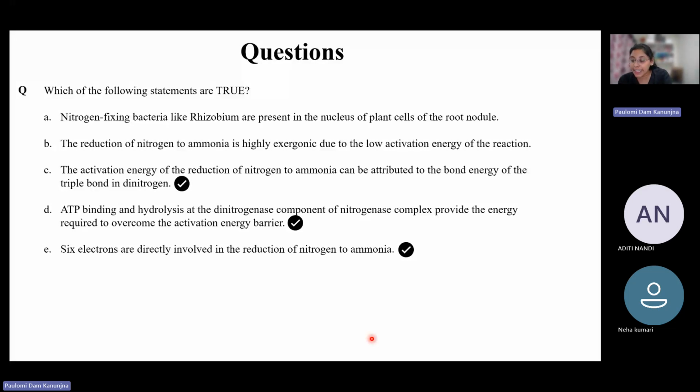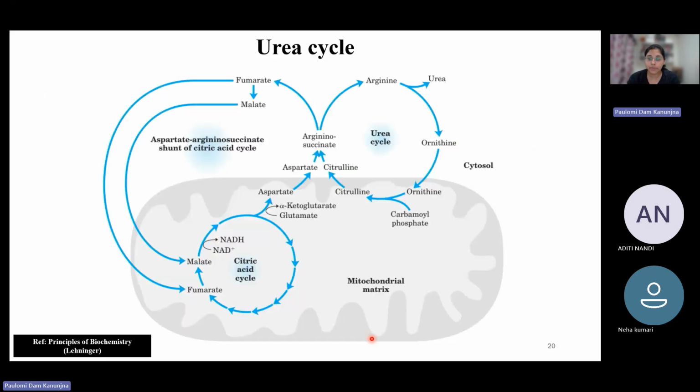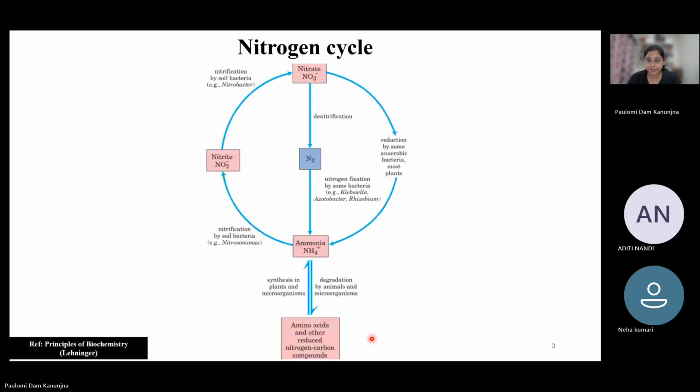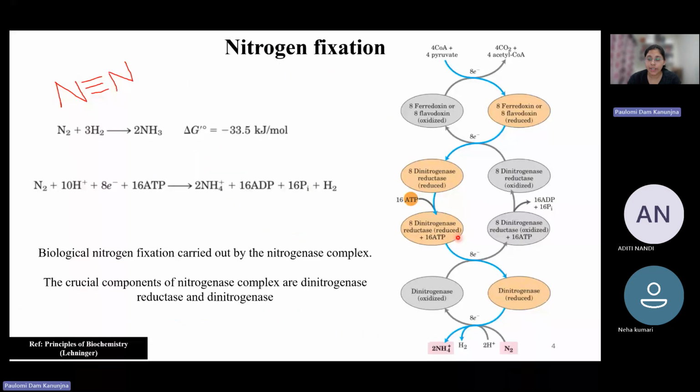Fourth one says ATP binding and hydrolysis at the dinitrogenase component of nitrogenase complex provide the energy required to overcome the energy barrier. Let me go back to that slide and show you once again. Right? So ATP is used here. Wait a minute.